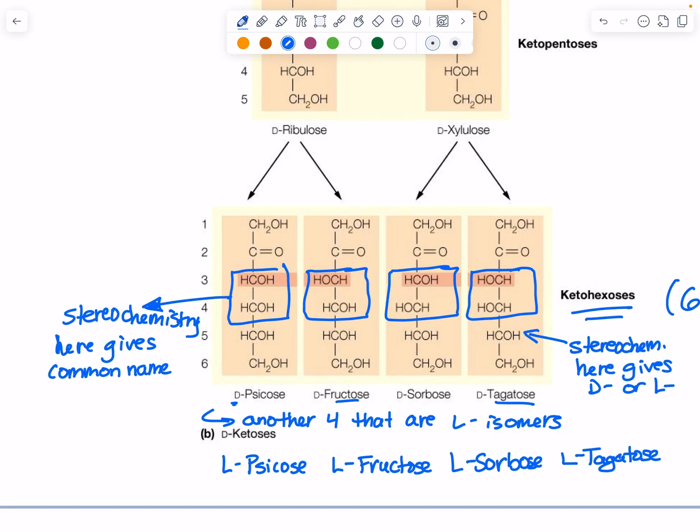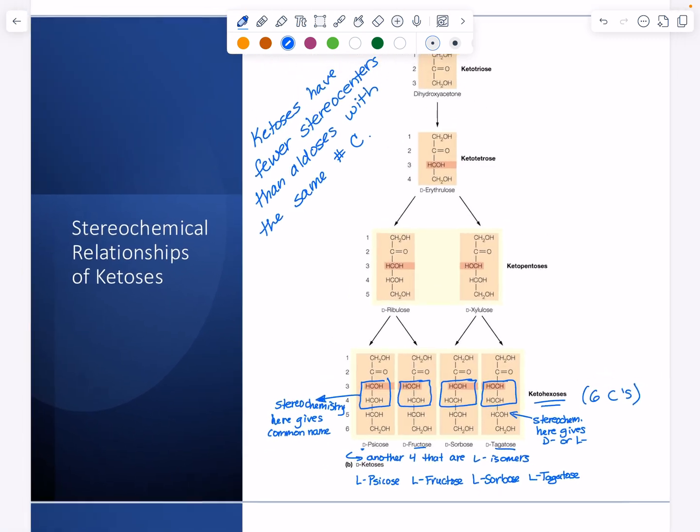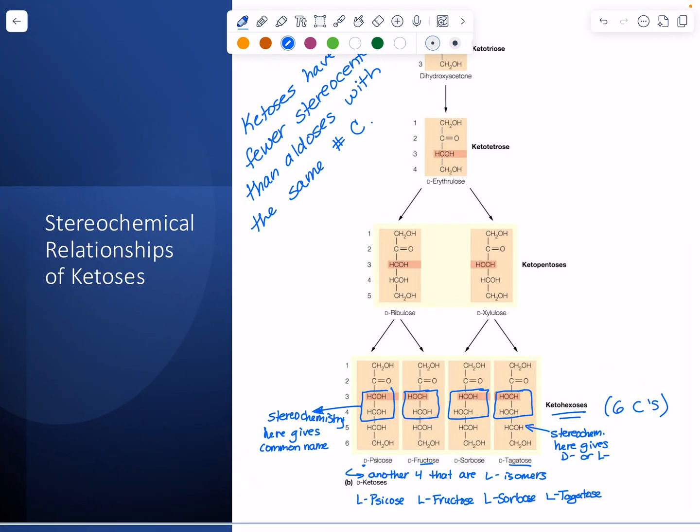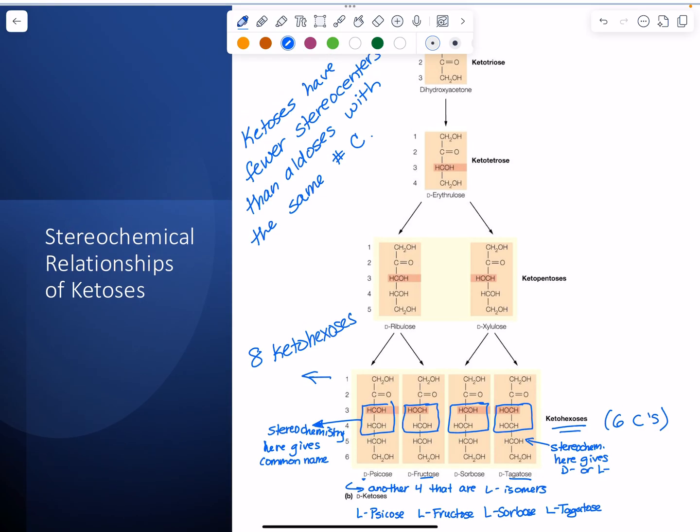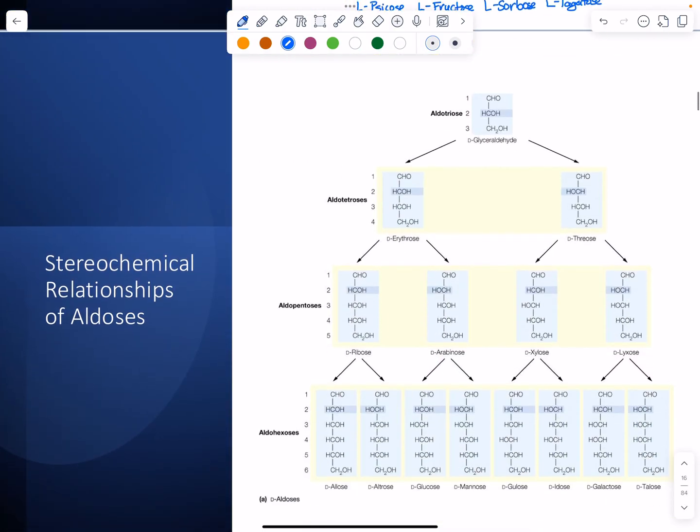All right, so this is for ketoses. And so again, we have 4D and 4L, so that makes 8 ketohexoses. So let's look at how this compares to aldoses, which I had told you have more stereoisomers for the same number of carbons.